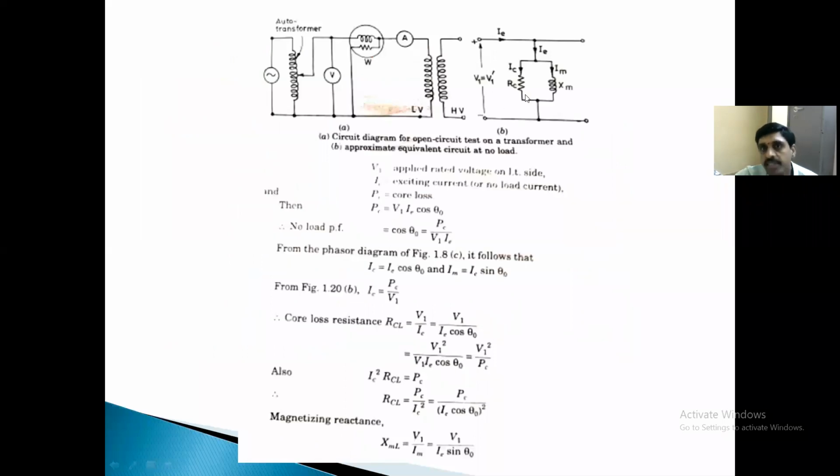So you can see this is the general diagram of the open circuit test: voltmeter, ammeter, wattmeter, and the HV side is open. This is a picture from the textbook. Cos phi naught is equal to P by V into I naught, where P is the no load loss given by the connected wattmeter. From that you can calculate I mu and Im. Therefrom you will get R0 and X0. So this is another way of observing this figure.